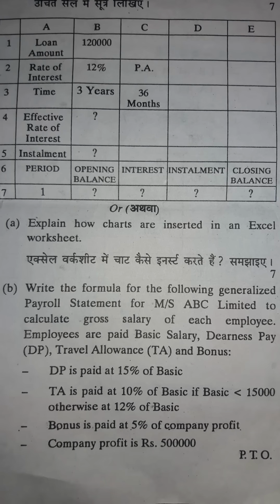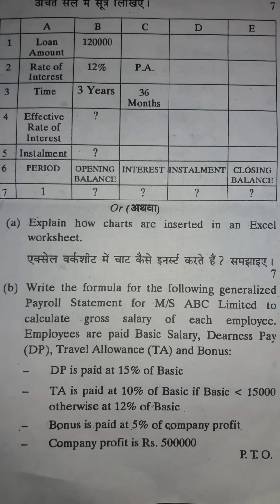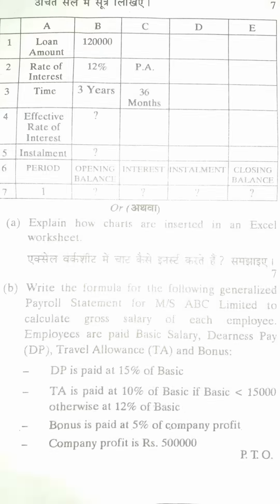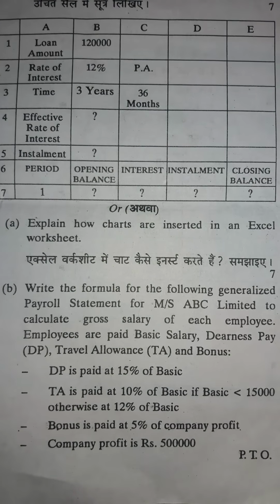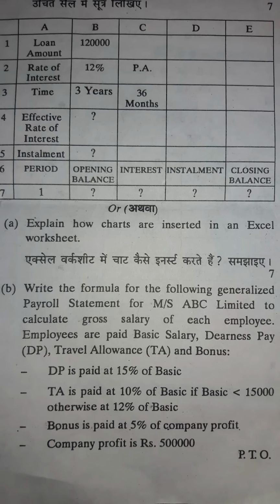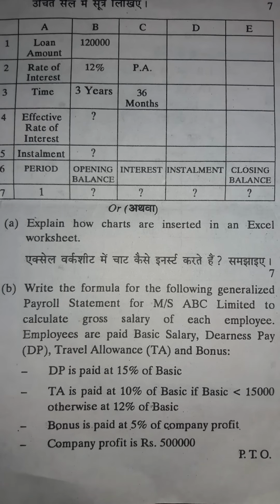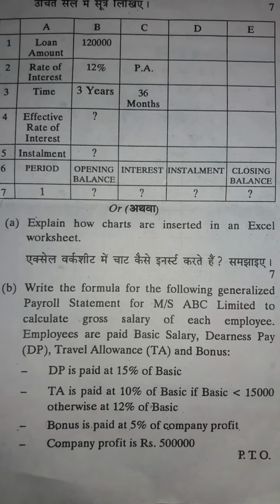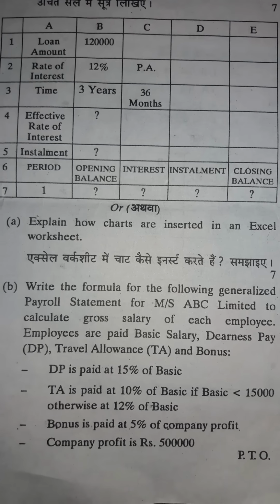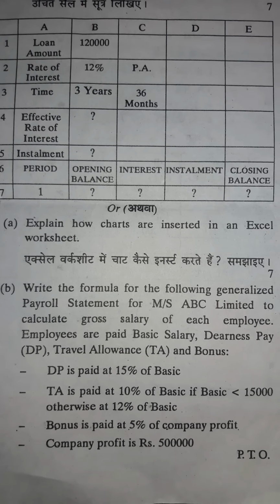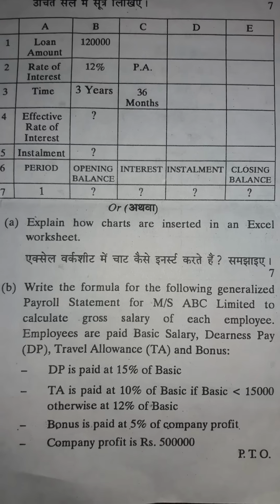Employees are paid basic salary, dearness pay DP, travel allowance TA, and bonus. In the question it says DP is paid at 15% of basic, that means 15% of basic salary. Then TA is paid at 10% of basic if basic is less than 15,000, otherwise at 12% of basic.